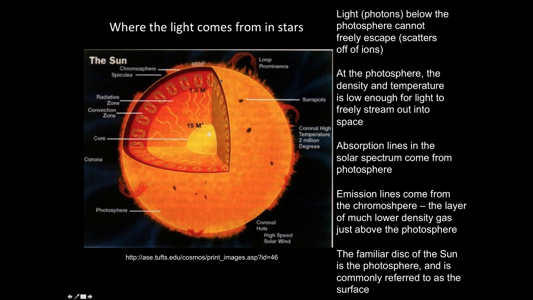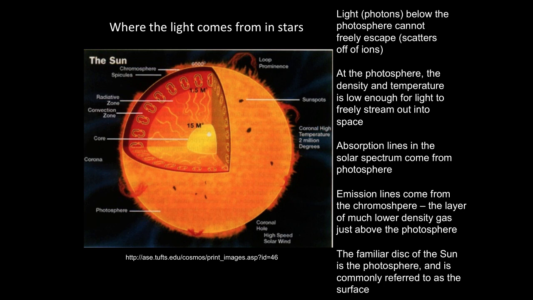The absorption lines in the spectrum come from the photosphere, so that very last layer of atoms and ions are the ones that are absorbing specific wavelengths of light before it streams freely out into our instruments. Emission lines, on the other hand, come from the layer of gas above the photosphere, known as the chromosphere. This is very hot, up to millions of degrees Kelvin, and very low density. You can think of it as the sun's atmosphere.